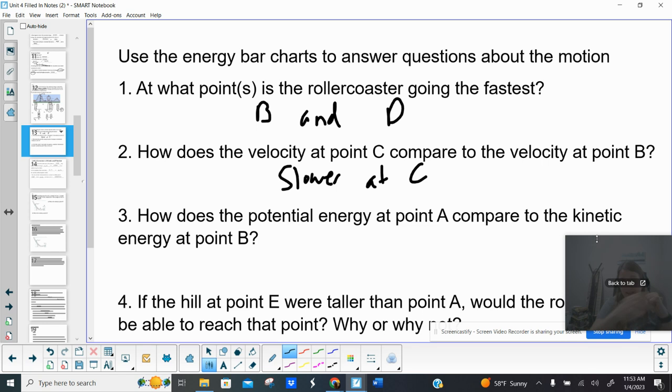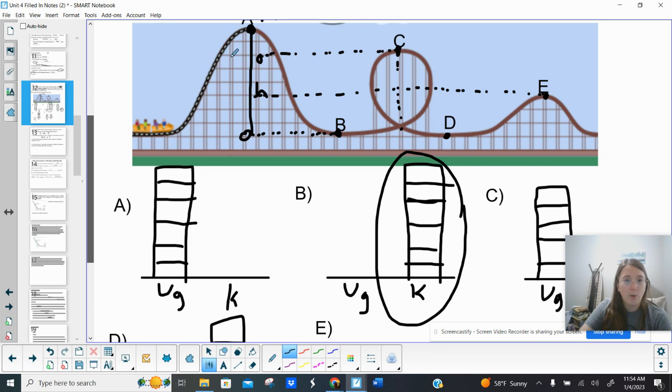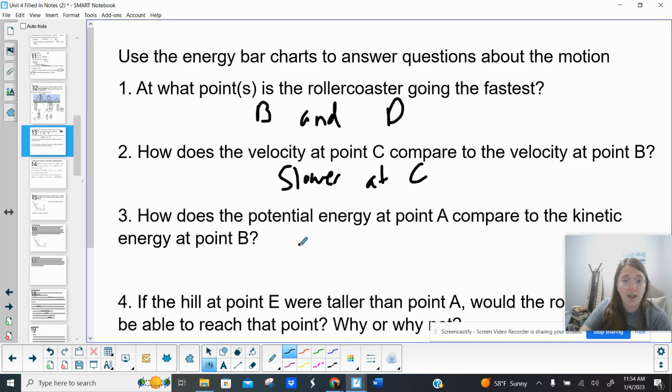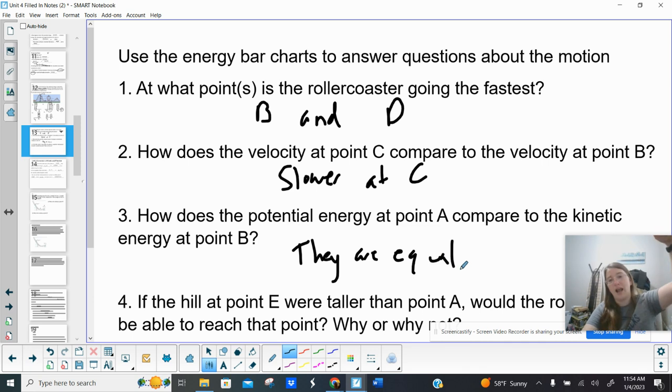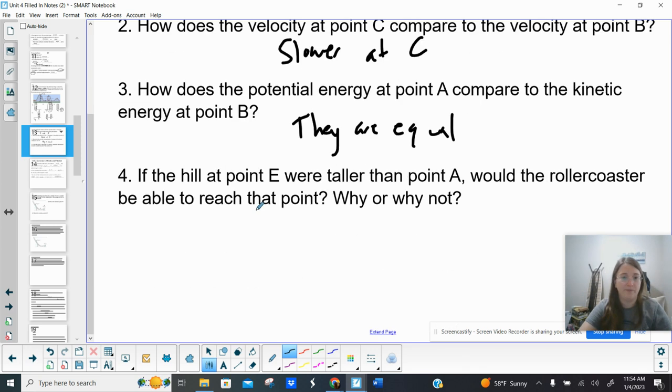because, again, some of that kinetic energy I had down at the bottom got converted into a height. And so I have to be slowing down. I have to be losing kinetic energy. Now it says, how does the potential energy at point A compare to the kinetic energy at point B? Well, at point A, all of my energy was in potential. At point B, all of my energy was in kinetic. So they are equal because that complete conversion happened. All of my height, whoosh, got converted into a speed.